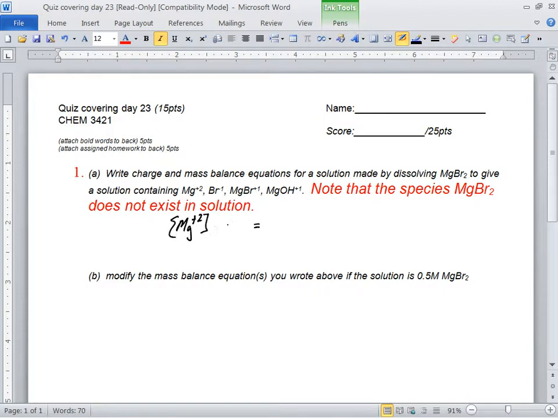All the cations on one side. Am I missing any? Oh, there is another one. Yeah, and the H plus. Don't forget H plus.